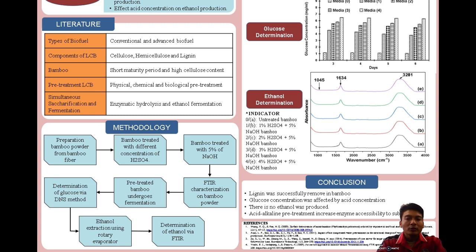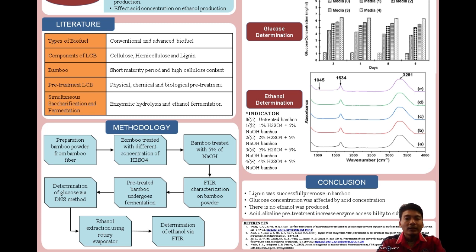Next, cellulose, hemicellulose and lignin are the main components of lignocellulosic biomass, while the minor components in the LCB are ash and extractive components. Bamboo is one of the examples of LCB. Bamboo has a short maturity period and is ready to harvest in 3 to 5 years. Moreover, studies also found that bamboo is suitable for biofuel stock due to its high cellulose content.